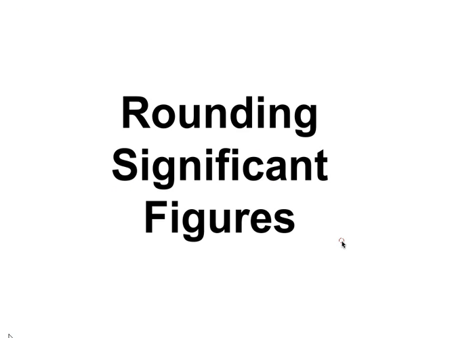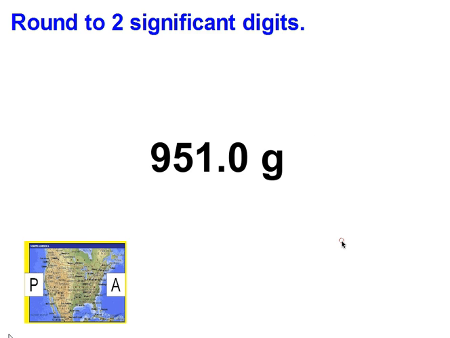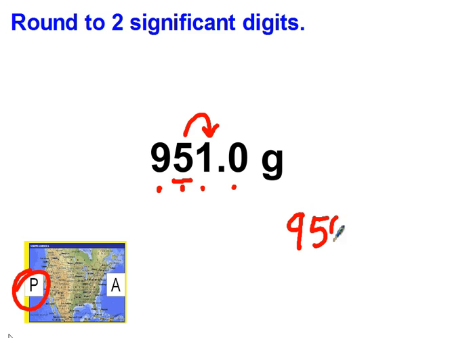Often it's useful to round significant figures, and we use conventional rules of rounding to do that. In the case of 951.0 grams, we first figure out using Pacific that we've got 4 significant digits. But we were asked to round to 2. So we look at the second significant digit and we apply the conventional rules of rounding. 1 is lower than 5, so our rounding becomes 950 grams.